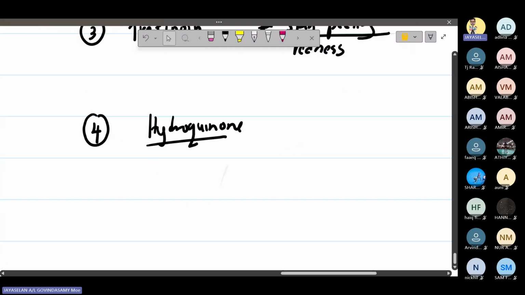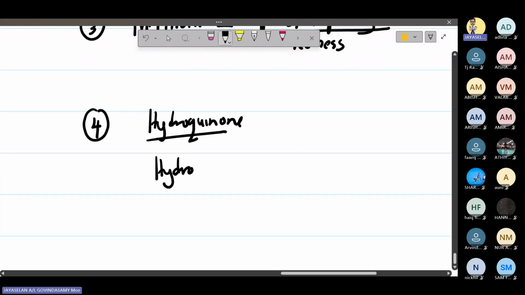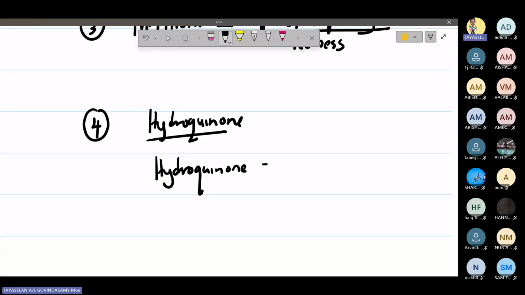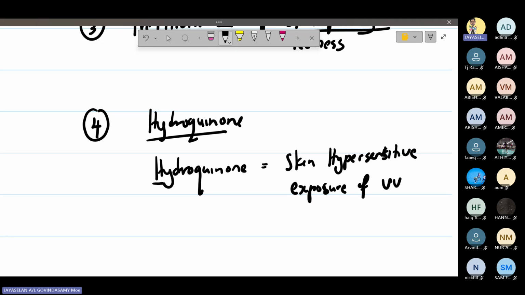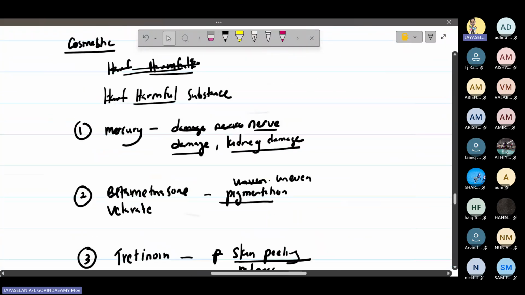Okay, number 4, last one, hydroquinone. Hydroquinone, you remember, skin becomes hypersensitive due to the exposure of UV light. Once you apply the cosmetic with hydroquinone substance and you expose to UV light, what will happen? The skin becomes very hypersensitive, and it can cause blemishes and all that. So these are the 4 substances in cosmetic.